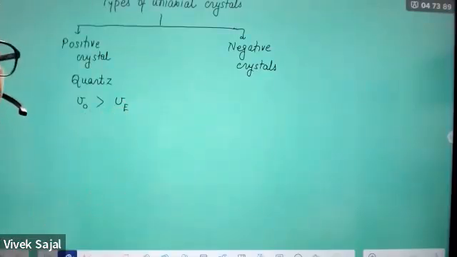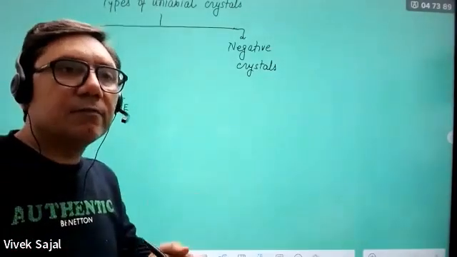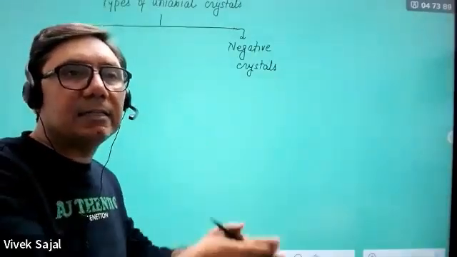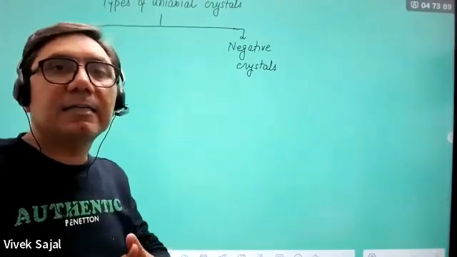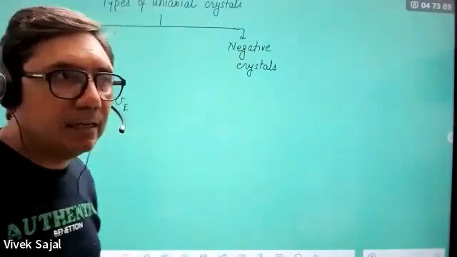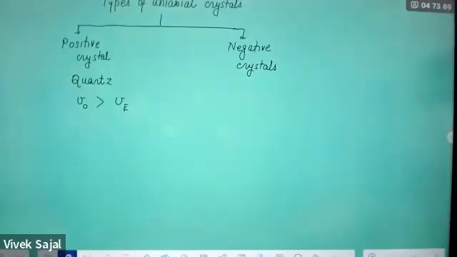So that type of crystal in which the speed of the ordinary light is greater than the speed of the extraordinary light, they are known as positive crystal.